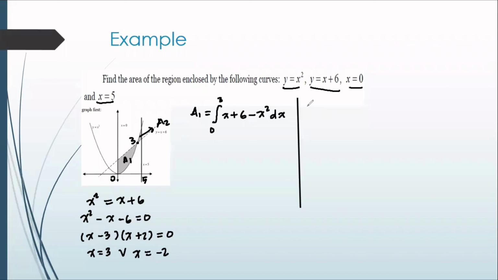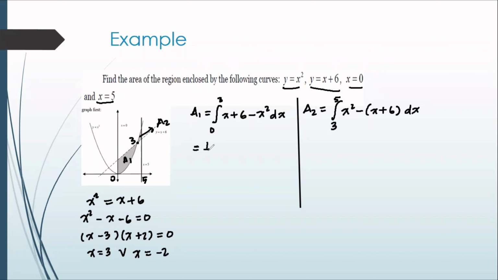While area 2 is equal to integral from 3 until 5. This is the first equation, x squared minus (x plus 6) dx. So we can solve one by one first.